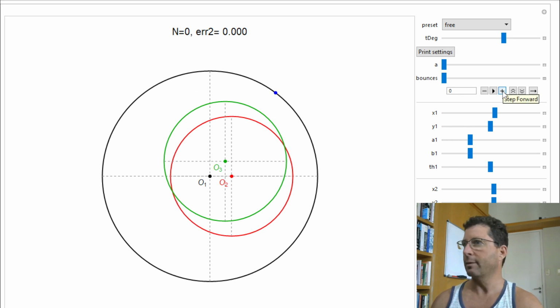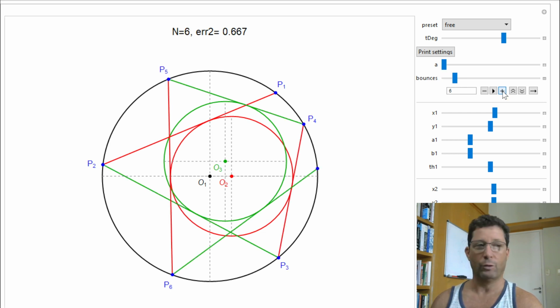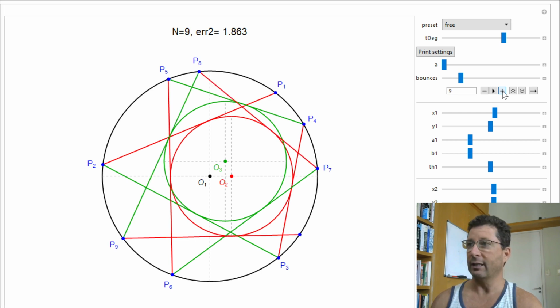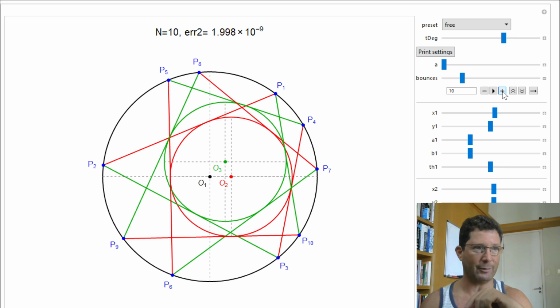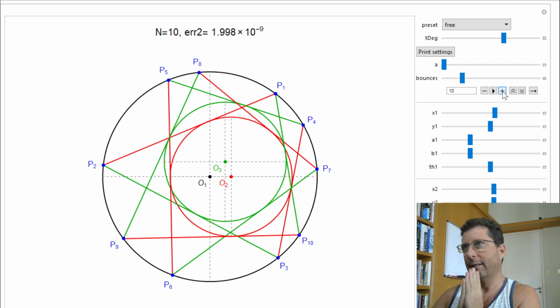So what I'm going to do here is start drawing these rays that are tangent to these two caustics in alternating fashion. And I've set them up in such a way that after 10 iterations, I'm back to P1. Okay, so I've done this numerically and almost manually.